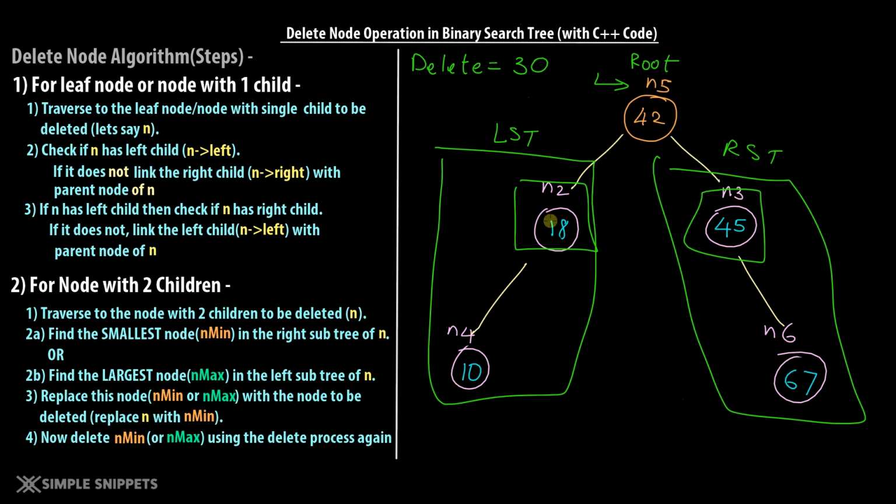So for n2, the left subtree is n4 who has a value of 10, which is less than 18. For n3, the right subtree we have is 67, which is greater than 45, and we don't have a left subtree. So the rule is applicable to every node in the binary search tree. And now the rule is followed, and now you can say that this is still a valid binary search tree.